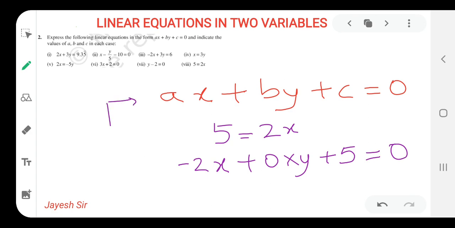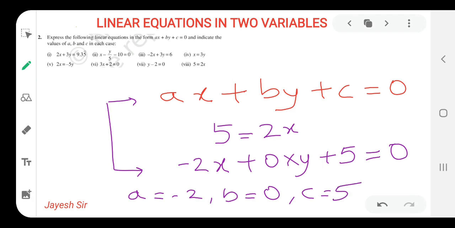Now can we compare these two equations, friends? Yes, so the value of a will be -2, the value of b will be 0, and the value of c would be +5. In this way we have obtained the value of a, b and c.